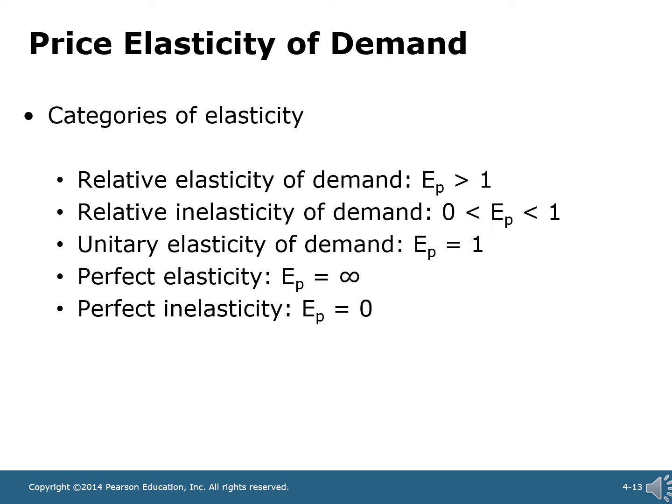And we have the unit elasticity of demand. That's when the price elasticity of demand equals exactly 1. So there's a 1-for-1 change. A 1% change in the price leads to a 1% change in the quantity demanded in the opposite direction. So a 1% increase in price, or say a 10% increase in price, will lead to a 10% decrease in the quantity demanded.